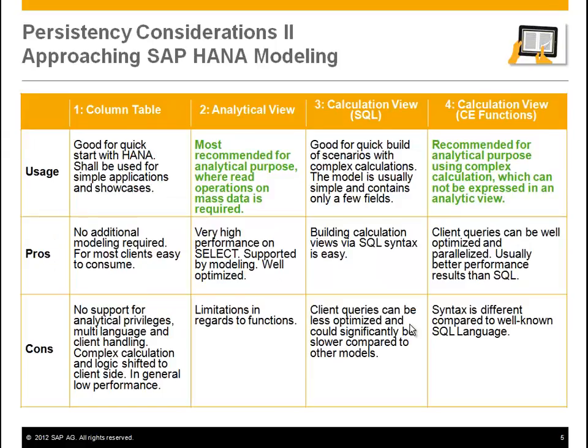On this slide, you can see the comparison between the 4 different options. So the first option, the column table, is good if you just want to load some data into a column table and use that for your reporting requirements. So there's no additional modeling required. So this simplistic approach is good for very, very simple scenarios. However, you have to note that it does not support any analytical privileges, multi-language or client handling, and also any calculations are sent to the client for processing. So in general, the performance is going to be low.